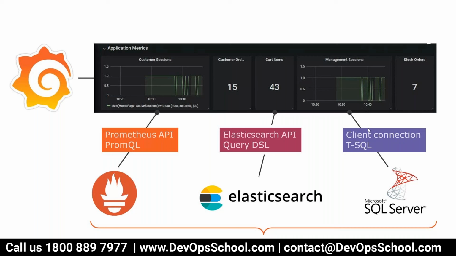You can not only use PromQL, the one which I was discussing at a high level, but you can use query DSL also. Elasticsearch is a pending topic; I'll cover that in upcoming days. So query DSL also. And if you know T-SQL, you can use it for SQL Servers. So you see how versatile Grafana is. You can use whatever way you want.